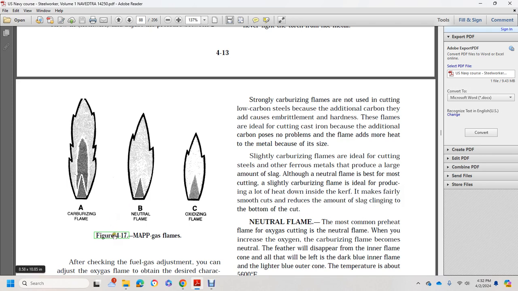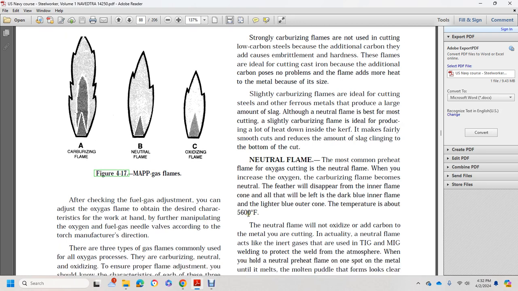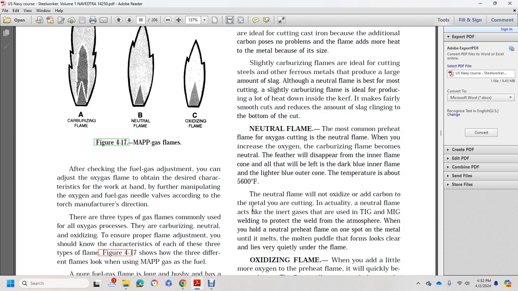So we're going to look at figure 4-17, the MAP gas flames: carburizing flame, neutral flame, oxidizing flame. The neutral flame is the most common preheat flame for oxygen cutting. When you increase the oxygen, the carburizing flame becomes the neutral flame: the feather disappears from the inner flame cone, leaving a dark blue inner flame and a lighter blue outer cone. Temperature is about 5,600 degrees Fahrenheit. The neutral flame will not oxidize or add carbon to the metal being cut.